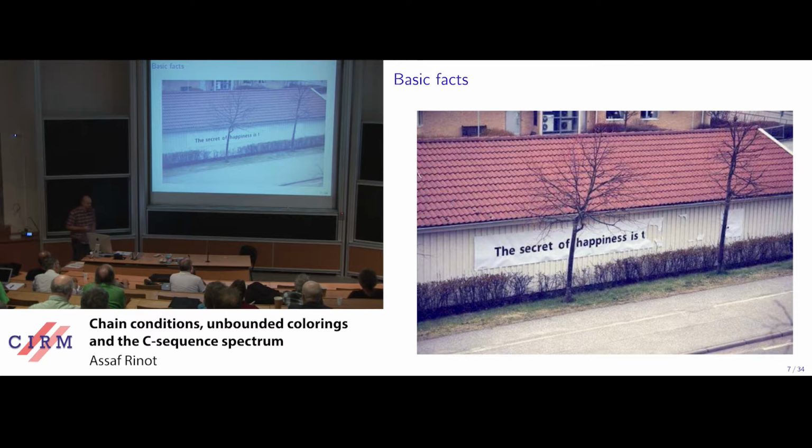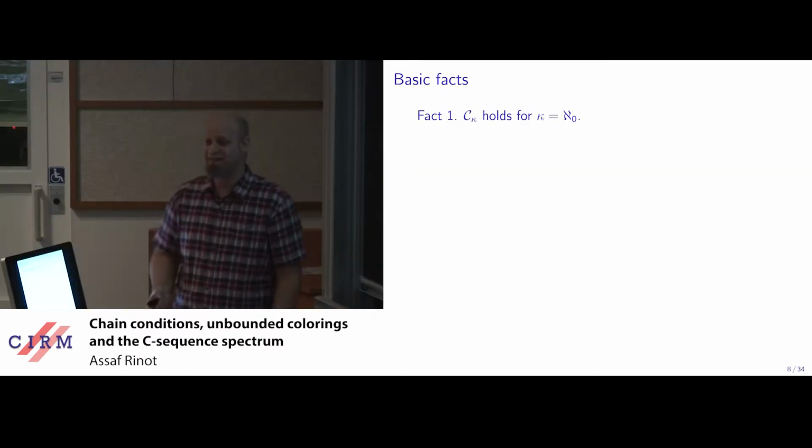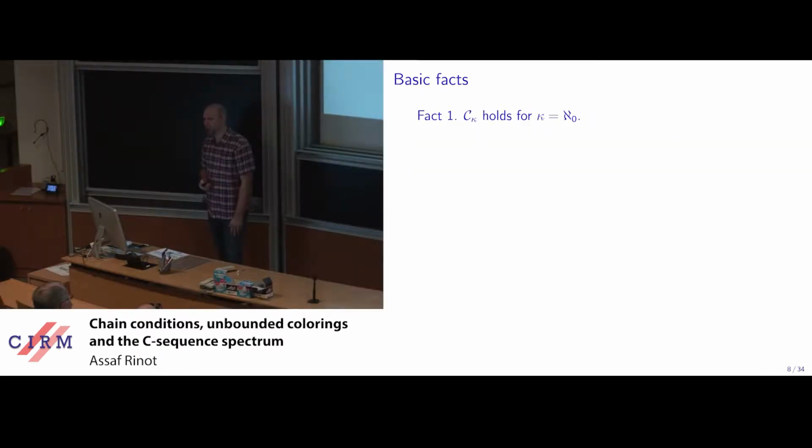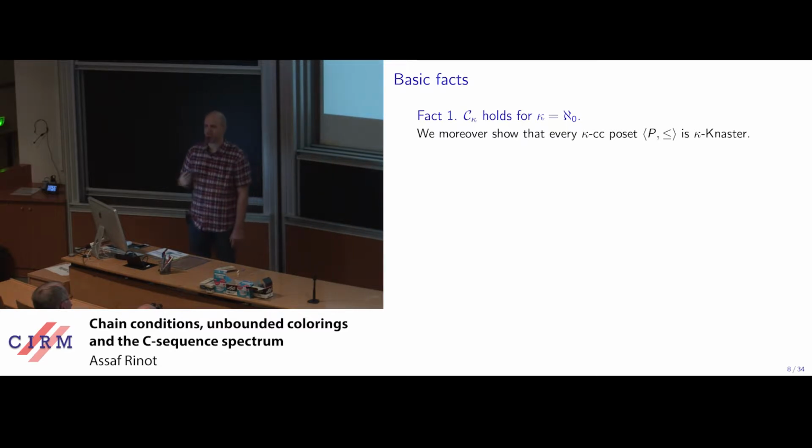What's the status of C sub kappa? C sub kappa holds for kappa equal Aleph 0, right? This is very easy. Let us moreover show that if you have a poset which satisfies the Aleph 0 CC, it actually satisfies the Aleph 0 cluster property.